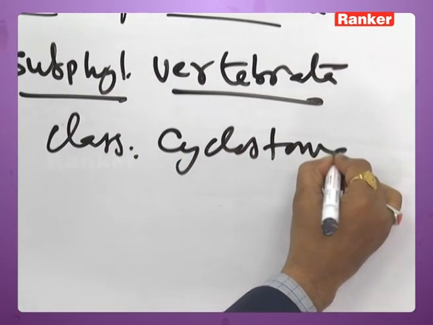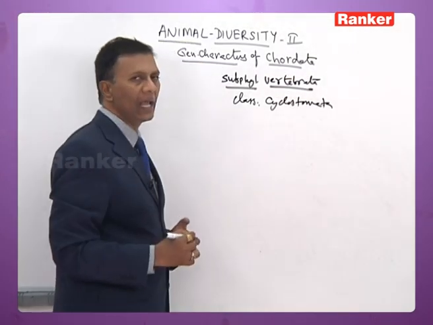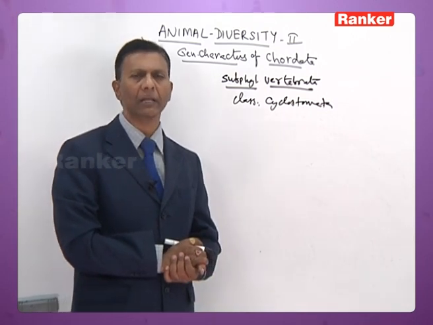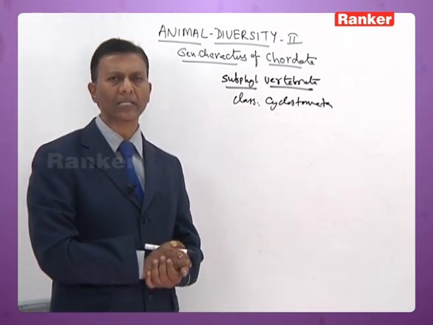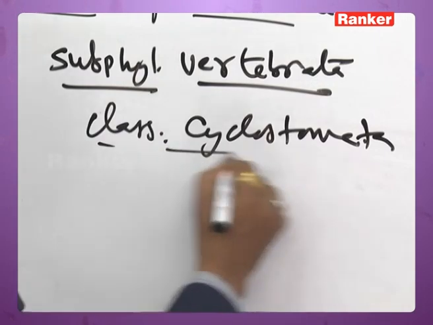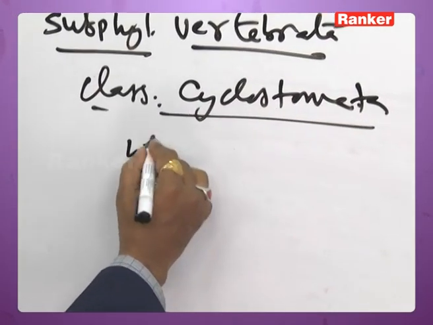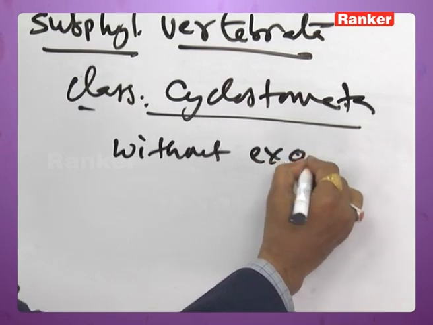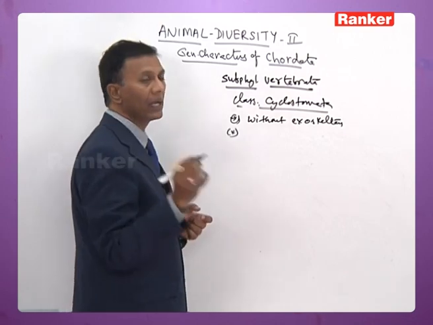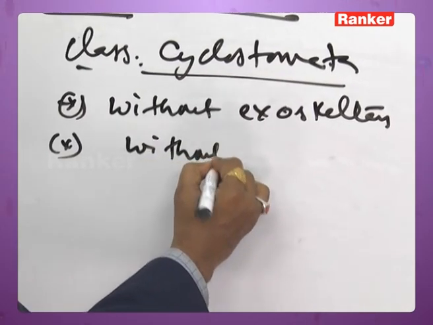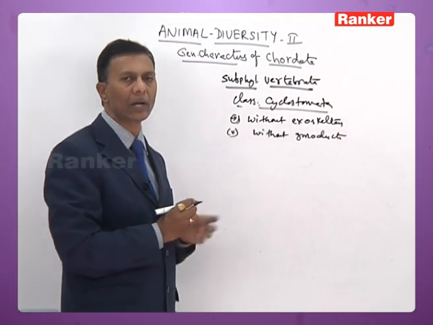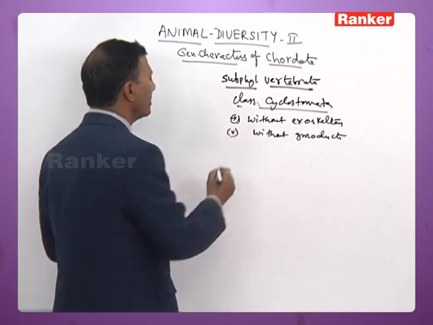The next one is class Cyclostomata, which is an extant agnathan. Cyclostomes are freshwater or marine. The mouth is circular and suctorial, hence they are known as cyclostomes. They exhibit certain unique characteristics: this is the only group of vertebrata without exoskeleton. It is the only group of vertebrata without gonoducts. In all other vertebrates, gonads are with gonoducts, whereas in this group, gonoducts are absent.